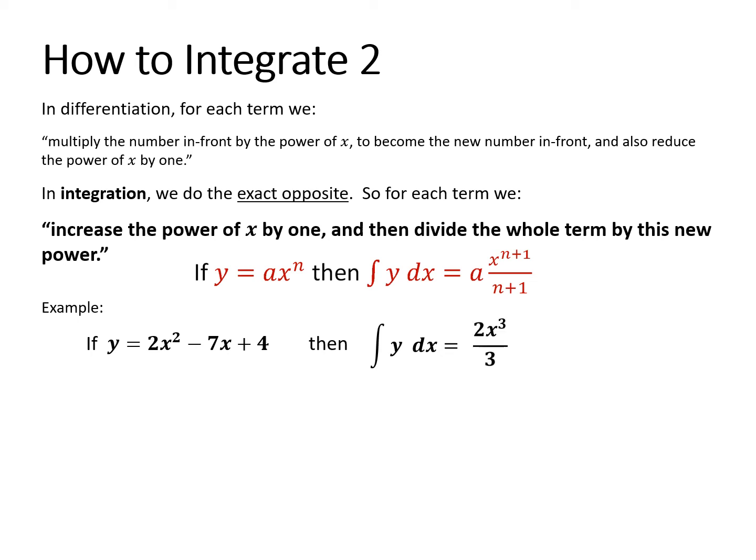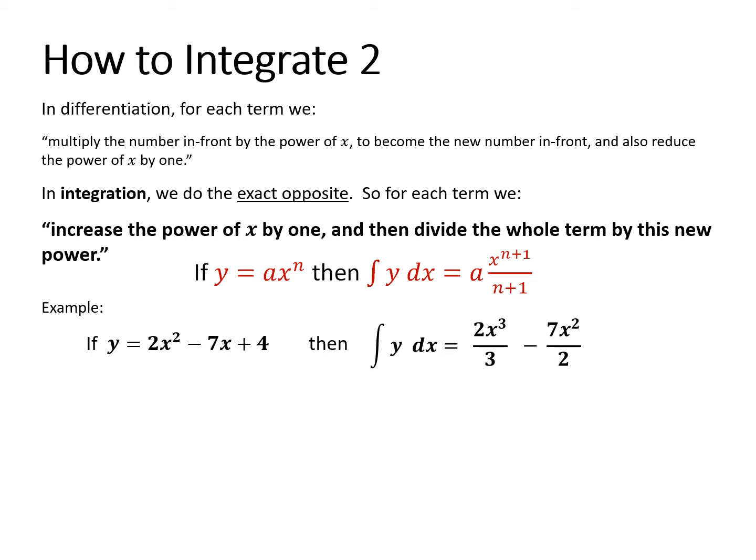If we go to the next term, minus 7x, that's going to become minus 7x squared. We're going to increase the power by 1. And then we've got to divide it all by the new power, which is 2. So it's minus 7x squared divided by 2.